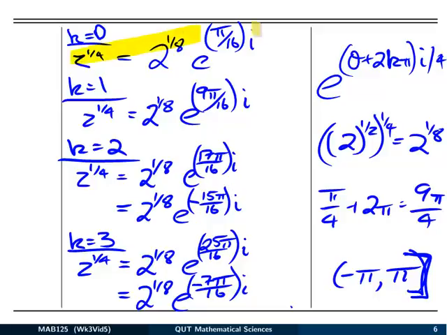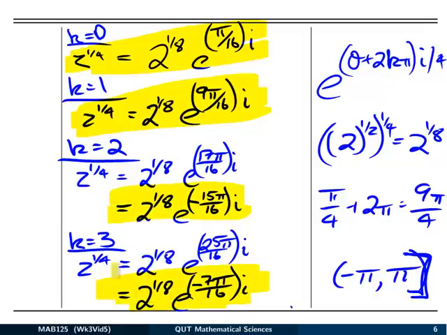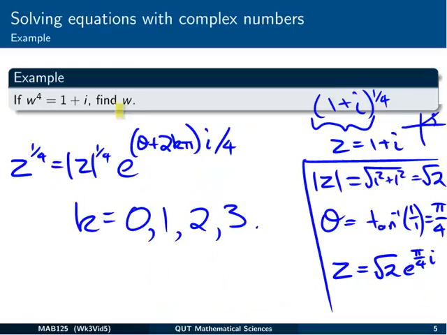So we've got our 4 possible values. Remember we said that there would be 4 values for a 1 on 4 root. And there they are there. So we've got four roots. So those values, going back to the question, are the possible values of w that solve this equation.